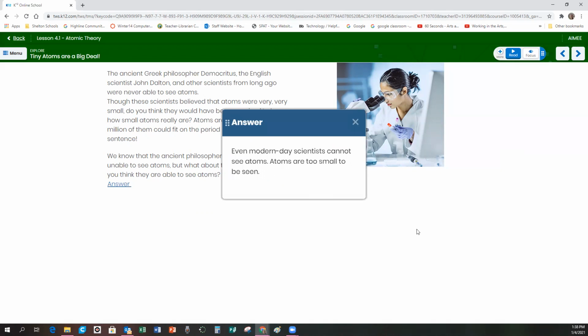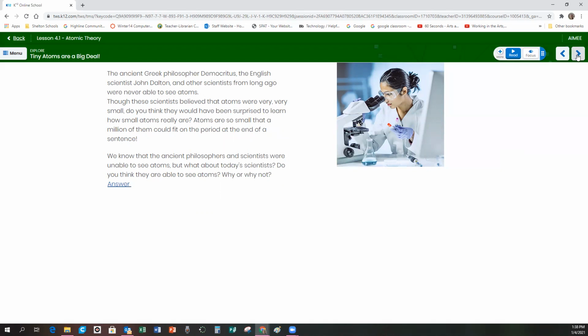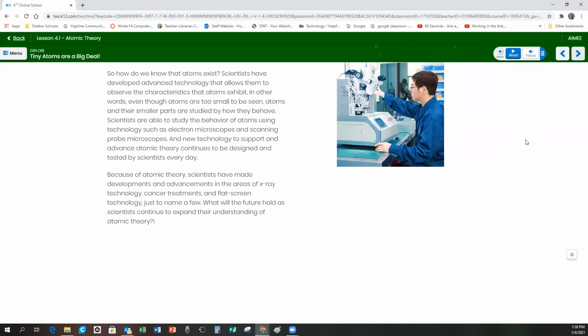Even modern day scientists cannot see atoms. Atoms are too small to be seen. So how do we know that atoms exist? Scientists have developed advanced technology that allows them to observe the characteristics that atoms exhibit. In other words, even though atoms are too small to be seen, atoms and their parts are studied by how they behave. Scientists are able to study the behavior of atoms using technology such as electron microscopes and scanning probe microscopes.